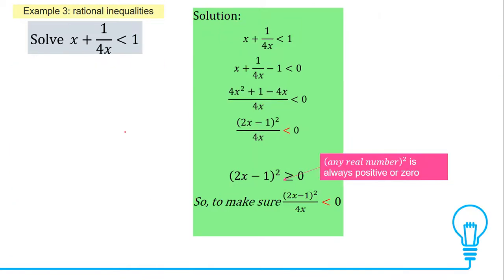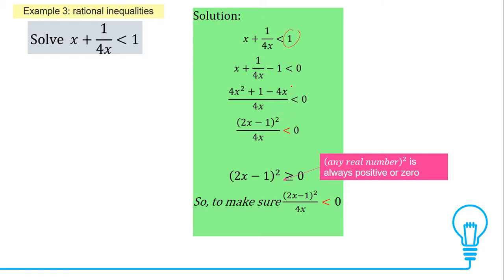Now we look at the next one, rational inequalities also. First thing, shift the negative 1 to here. Find the common denominator. So for x, if you look at it, this one is a very special case. The upper part, you have a complete square: (2x minus 1) squared.